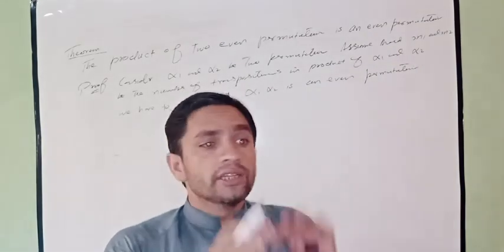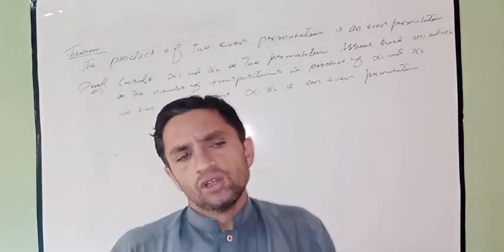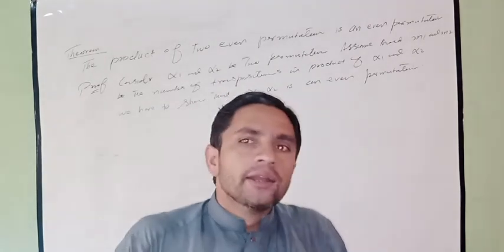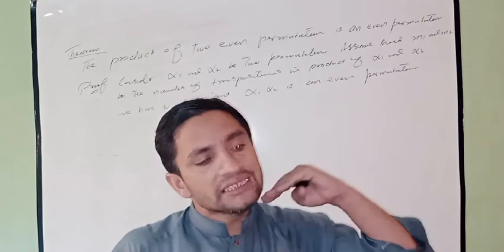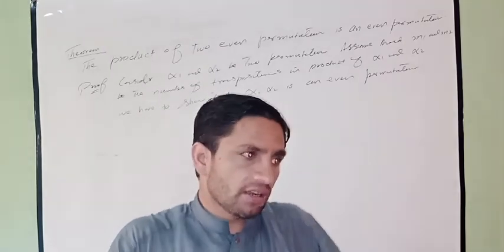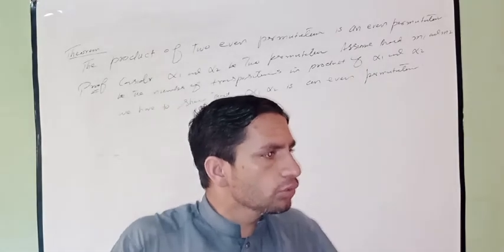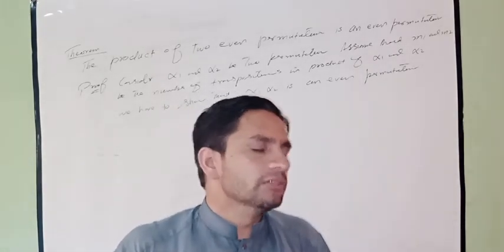If we have to show that the product of alpha 1 and alpha 2 is an even permutation, then we must show that the product alpha 1 alpha 2 has an even number of transpositions. If there is an even number of transpositions in the product of alpha 1 and alpha 2, it means that alpha 1 alpha 2 becomes an even permutation.